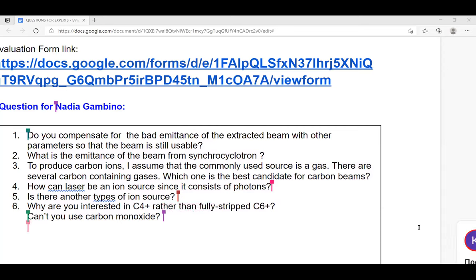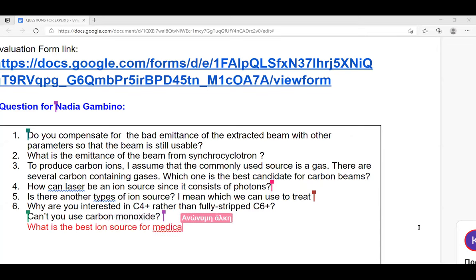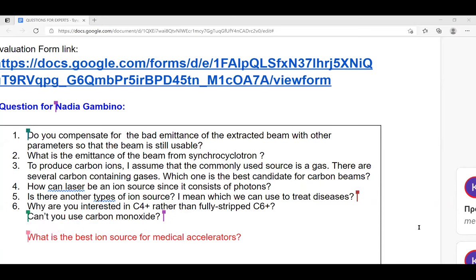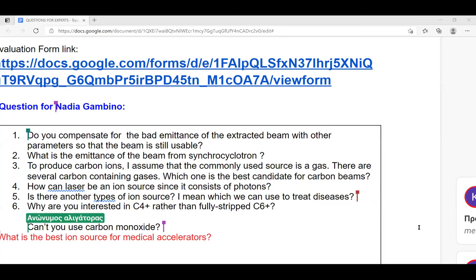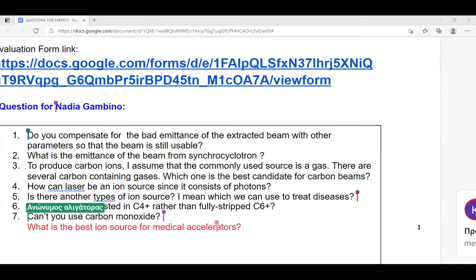Why are you interested in carbon 4 plus rather than fully stripped? Well, carbon 6 plus is actually the one we are going to use in our accelerator. For the source we use, for example for medical application, as I mentioned before, the lower the charge state, the easier it is to have a stable ion source. So in our case, it would not be efficient to directly extract carbon 6 plus. We extract carbon 4 plus, and then through a stripping foil, we send carbon 6 plus through the further accelerator. So this is what is then used in the accelerator.